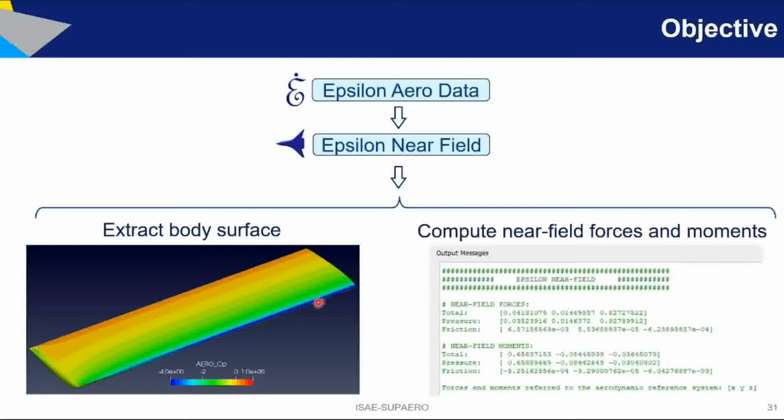And once the body is separated from the domain, it simply computes the near field forces and moments acting upon the body. And this is printed here in the output messages. You have the near field forces decomposed into its pressure and friction components, and you have the X, Y, and Z components as a vector form, and you also have the moments. These components are always referred to the aerodynamic reference system, and that's the interest of having Epsilon axes to better interpret the signification of these components.